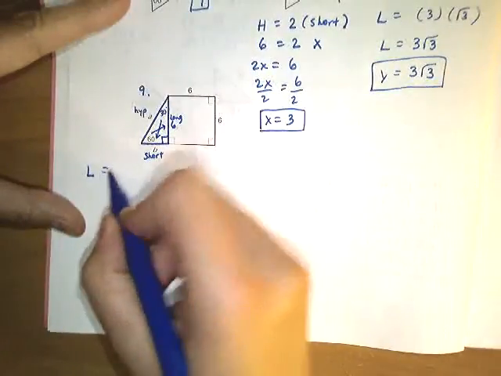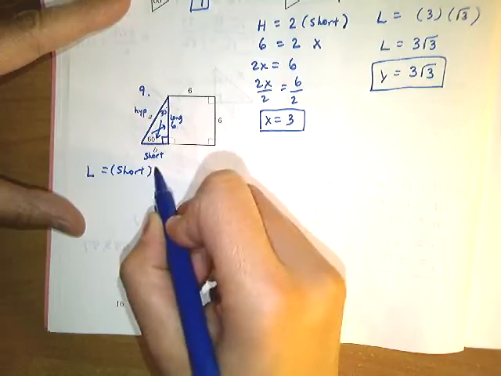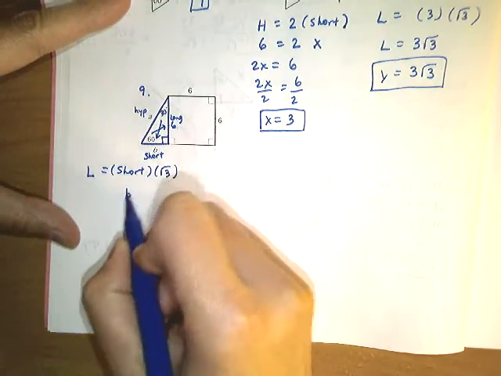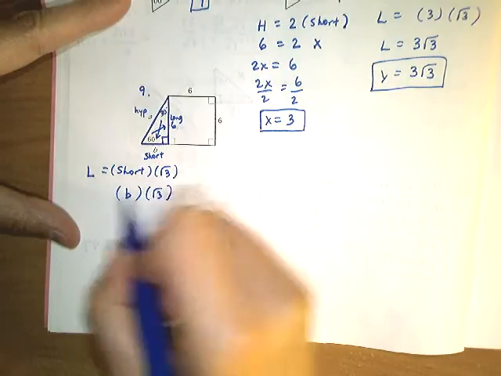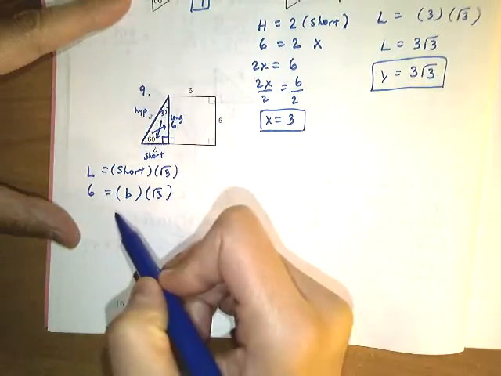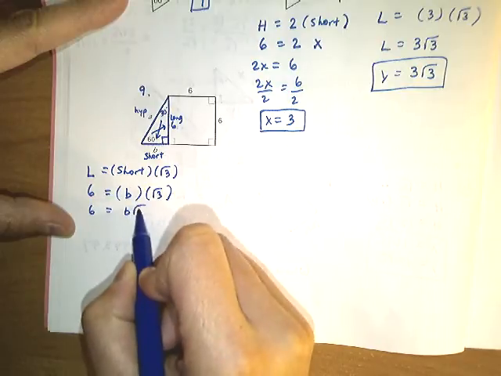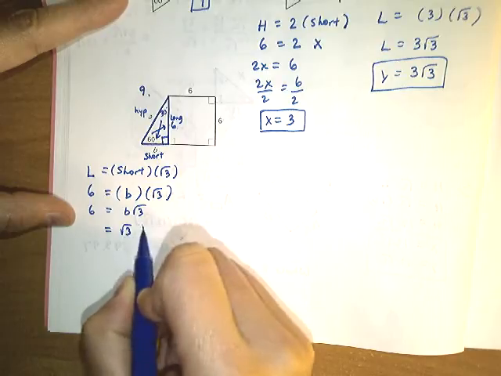Long leg, it says, equals the shorter leg times the square root of 3. Okay, well the shorter leg, they're calling that B. I don't know what that is yet. And the longer leg is 6. So basically what I have is 6 equals B times the square root of 3. Or you could call it root 3B.